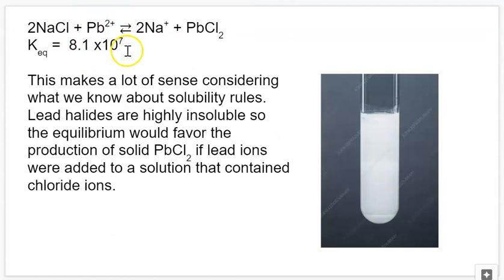If we consider this equilibrium, this makes a lot of sense if we compare it to solubility rules. You might remember that lead halides and also silver halides, like in the example before, are highly insoluble. They generally form precipitates when lead or silver ions come in contact with halide ions. And that makes a lot of sense that our KEQs are very large numbers because it means that the formation of those precipitates, which are the products in both of these reactions, are highly favored.